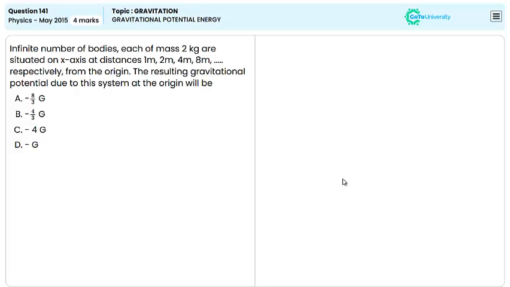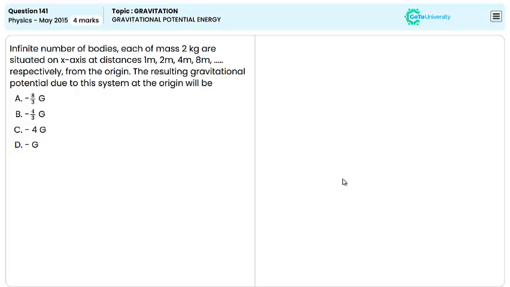Infinite number of bodies, each of mass 2 kg, are situated on the x-axis at the distances 1 meter, 2 meters, 4 meters and 8 meters respectively from the origin. What will be the resulting gravitational potential due to this system at the origin?